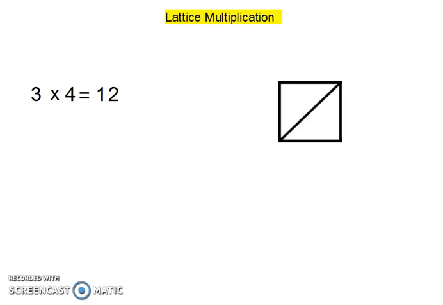Okay guys, welcome. Today we're going to learn about lattice multiplication. So we're going to start with a nice simple one. So here's our lattice box right here. Okay, we're going to do a 1 digit by 1 digit multiplication. So 3 times 4 equals 12.